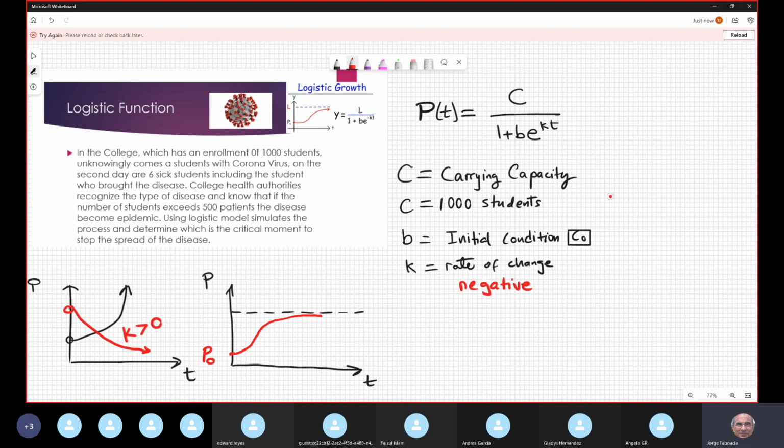Okay. So let me read the problem again. In the college, which has an enrollment of 1,000 students, this is the current capacity. So this horizontal line is 1,000 students. Population against time.